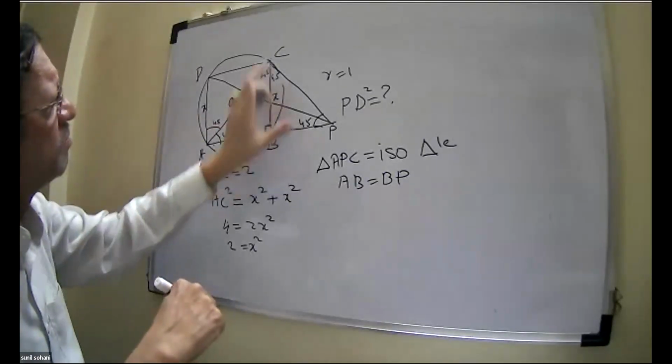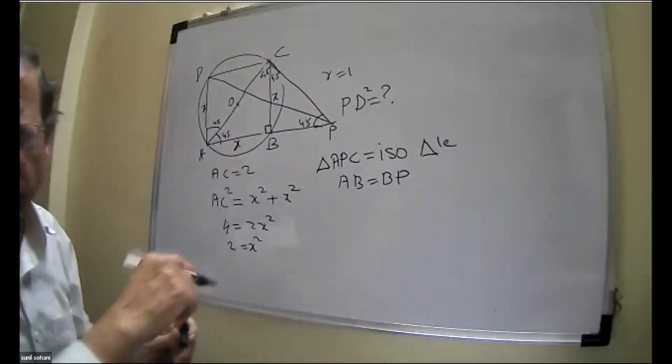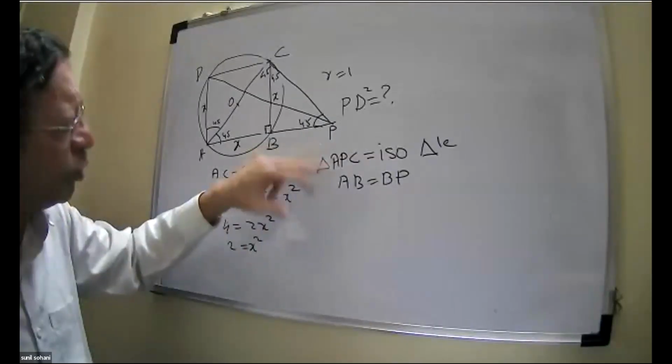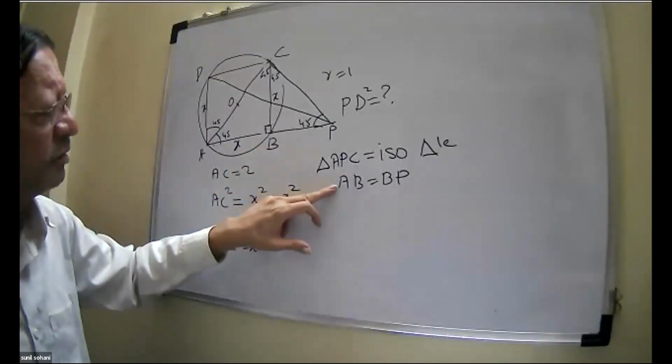Yes. Sir, in triangle CBP, can't we use the Pythagoras theorem? CPB, we don't have the information of BP and CP. How to use Pythagoras theorem? Sir, we know that AC is 2, so CP will also be 2. And that is true after doing this, not before that.